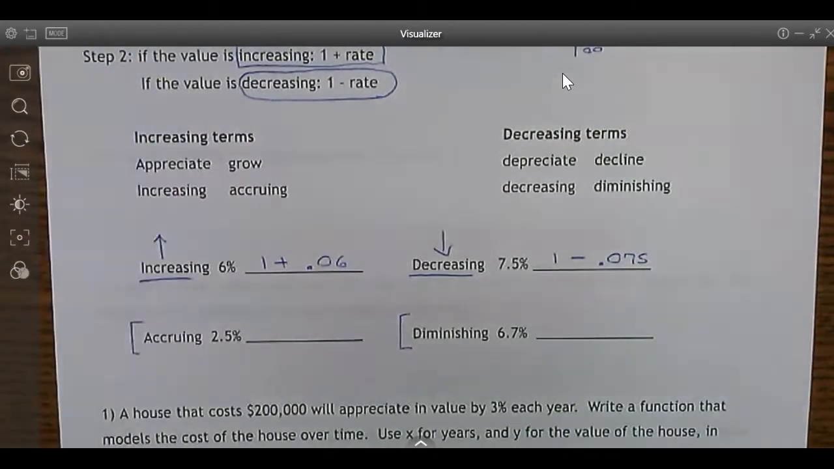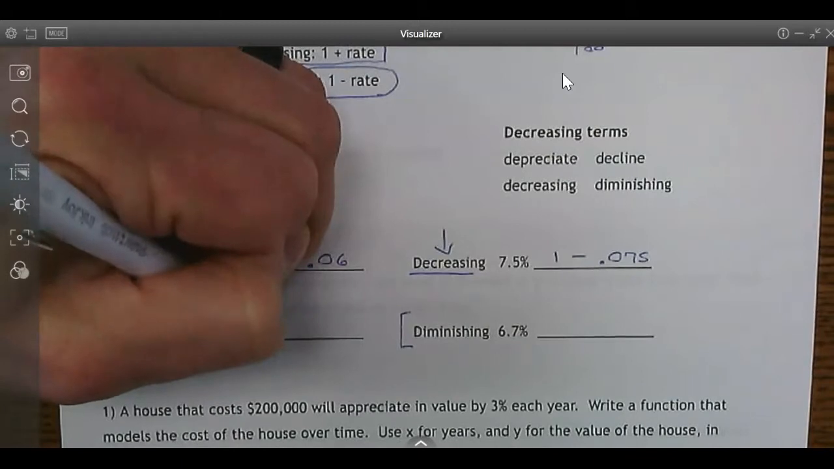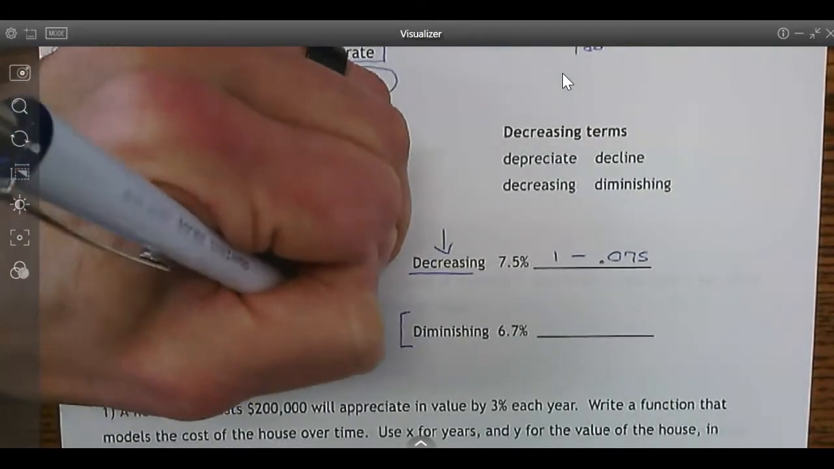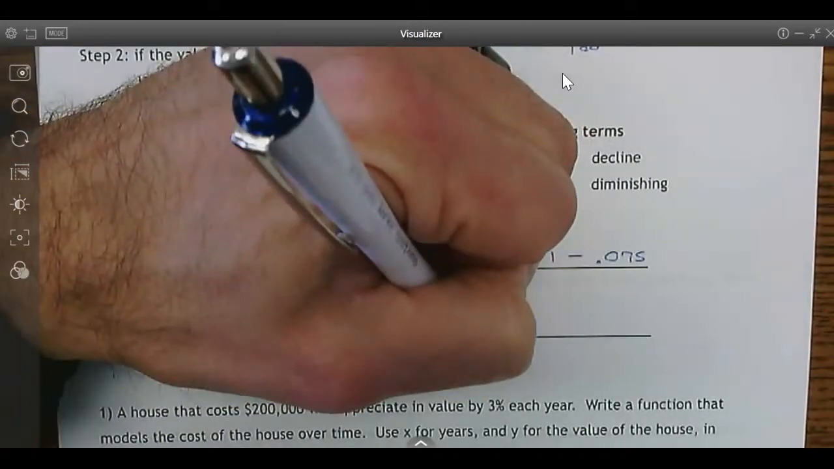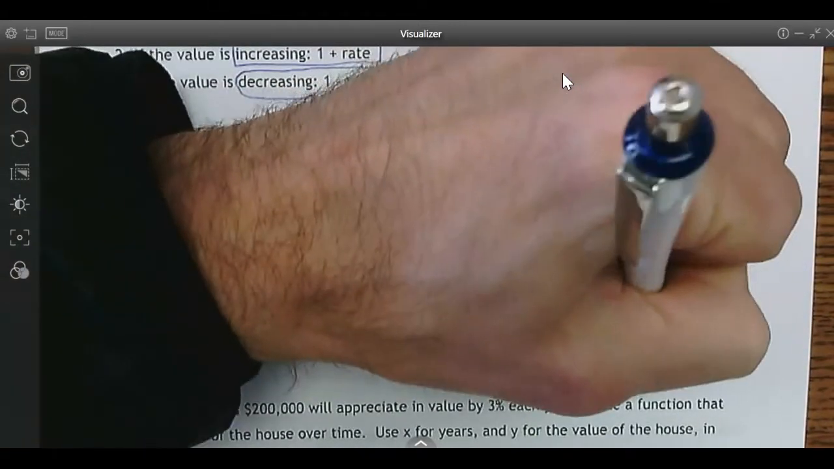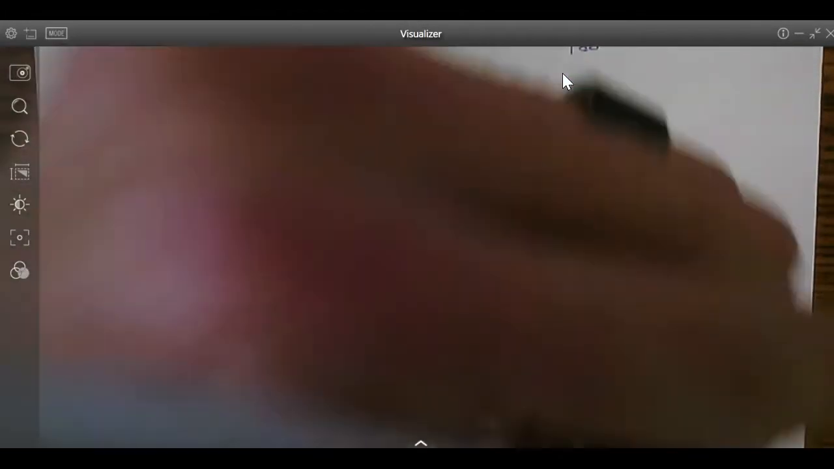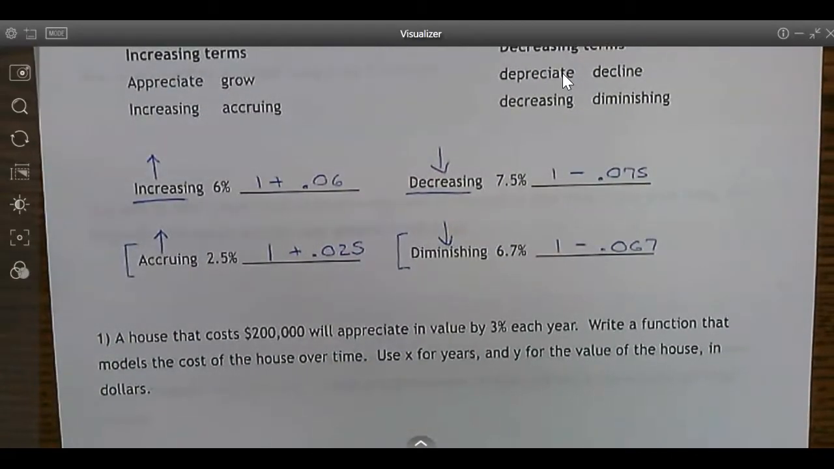Accruing means I'm getting more of, I'm increasing. So this is exponential growth. I changed the 2.5% to a decimal, 0.025, and this would be 1 plus. Diminishing is decreasing, decaying. So I changed that percent to a decimal, 0.067, and this is going to be 1 minus. So the reason that we went through that is now we're going to take a look at some word problems where you're going to have to figure that out on your own and make sense of how to actually come up with the equation.